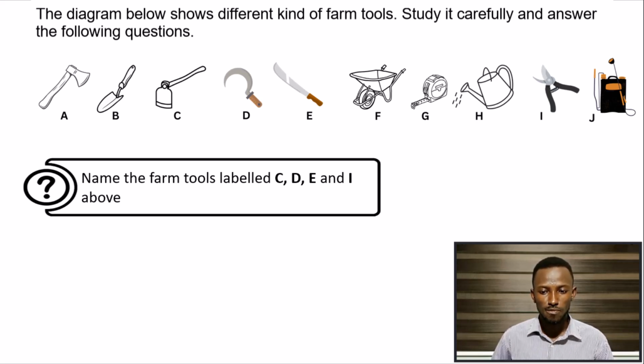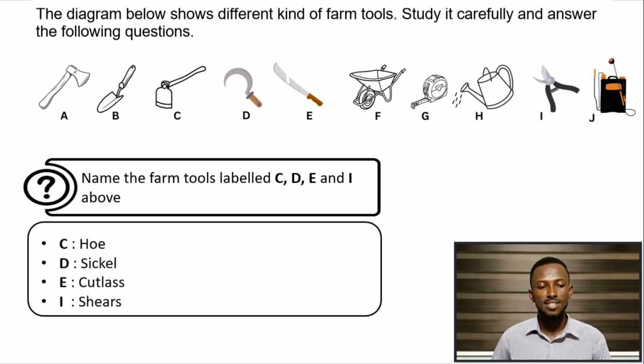So what are those farm tools? C, D, E, and I. For the C, it is a hoe, D is a sickle, E is a cutlass, and I is a shear. So these are the farm tools, straight and simple.